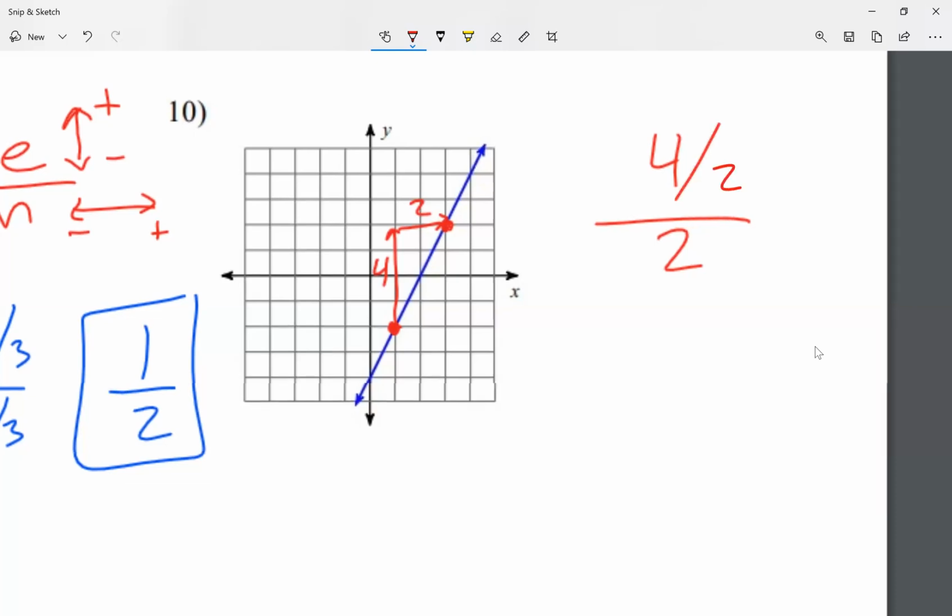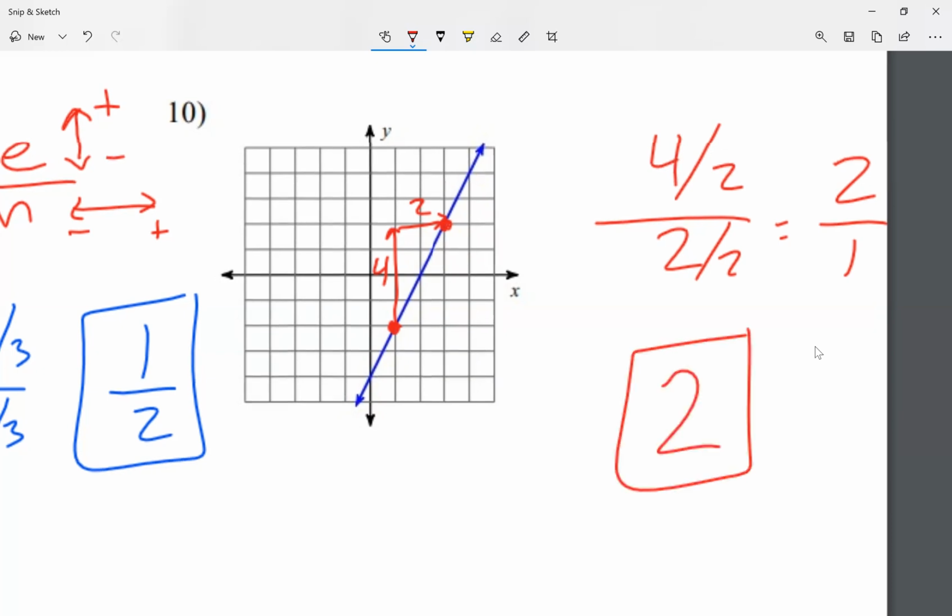Now let me divide each of my numbers by 2 to make my number smaller. So I have 2 over 1. Now when I have a fraction and there's a 1 at the bottom, it stops being a fraction at all. So this answer will be, my slope is 2.